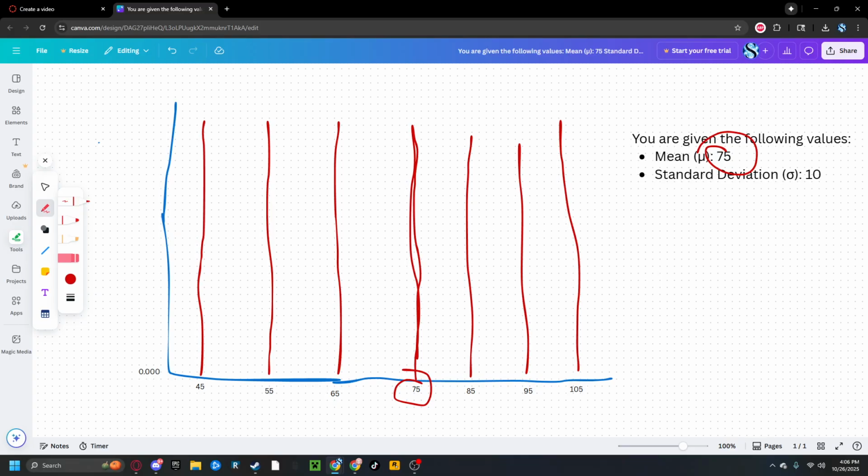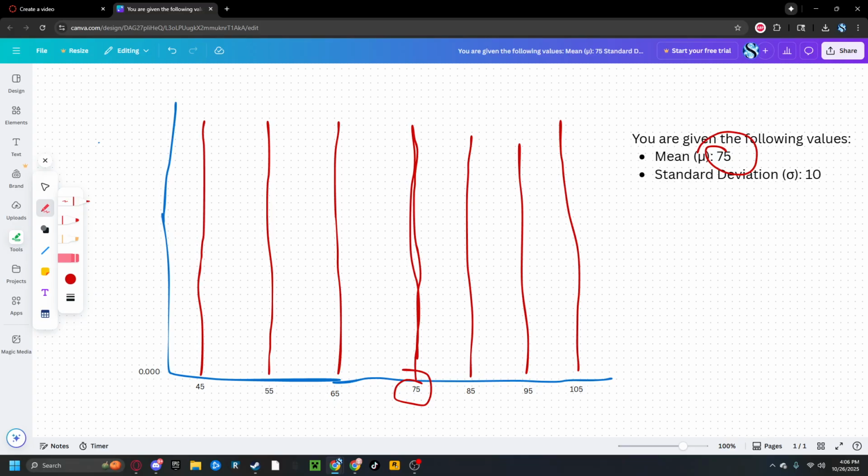So the empirical rule states that about 68% of our data will fall within one standard deviation of the mean, 95% within two, and 99.7% within three standard deviations of the mean. So in this example, we have 75 as our mean and 10 as our standard deviation. So let's go ahead and start plotting our curve.